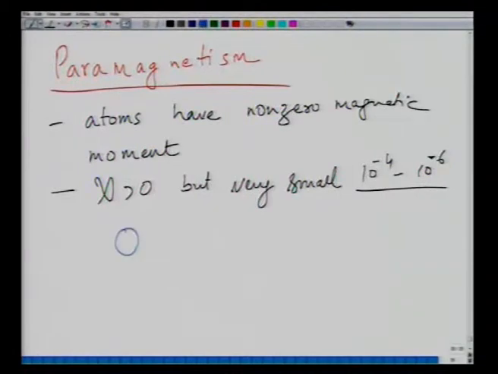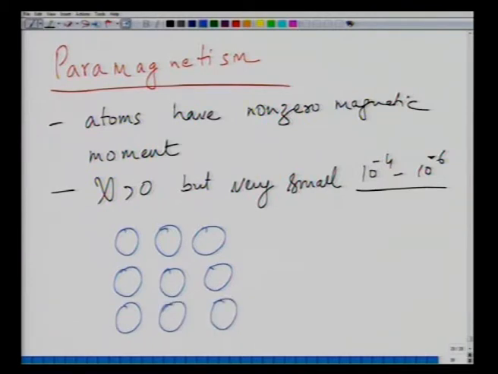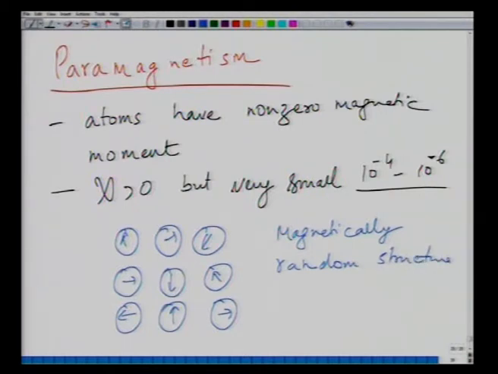So you have a picture in which you have these atoms, and these atoms will have magnetic moments in all the directions. So this is basically a magnetically random structure. As a result, mu net is equal to 0 when H is equal to 0. So when you don't have any magnetic field, then the net magnetic moment is 0.